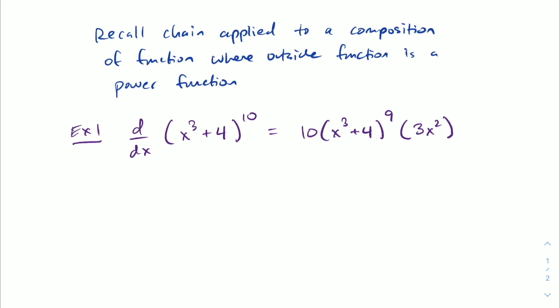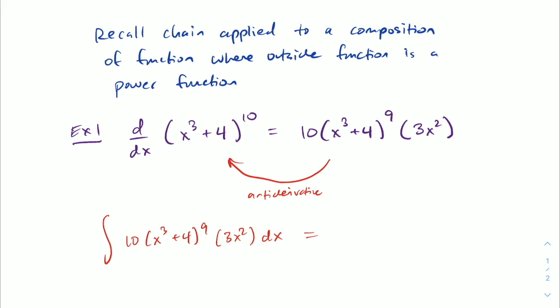So in this video, we want to think about reversing this process. We want to antiderive this 10 times x cubed plus 4 to the 9th power times 3x squared and get the original x cubed plus 4 to the 10th power. And so let's just write it out. So let's say the antiderivative of 10 times x cubed plus 4 to the 9th power times 3x squared dx equals x cubed plus 4 to the 10th power.